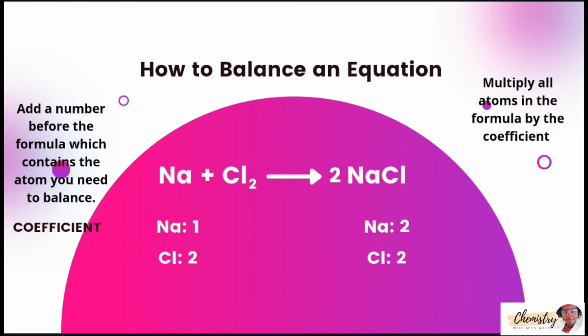But we can see now that the sodium atoms are not balanced. To balance the number of sodium atoms, we simply put a 2 in front of Na. Now that we have equal numbers of sodium and chlorine on both sides of the reaction, we have a balanced equation.